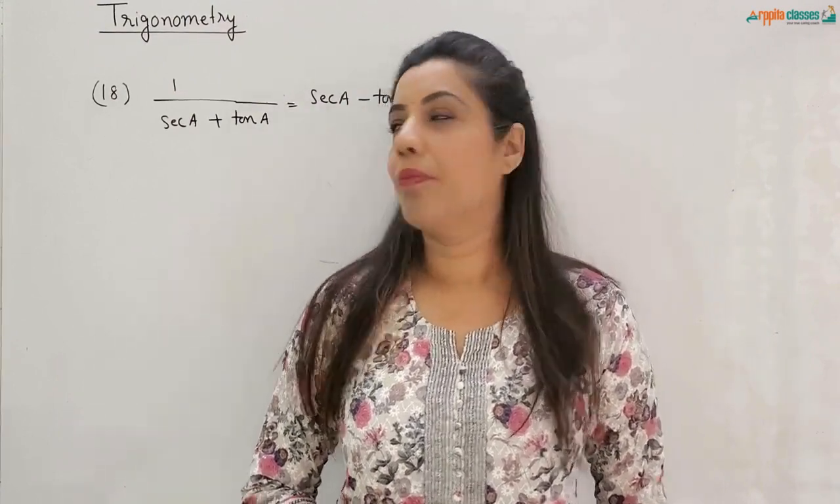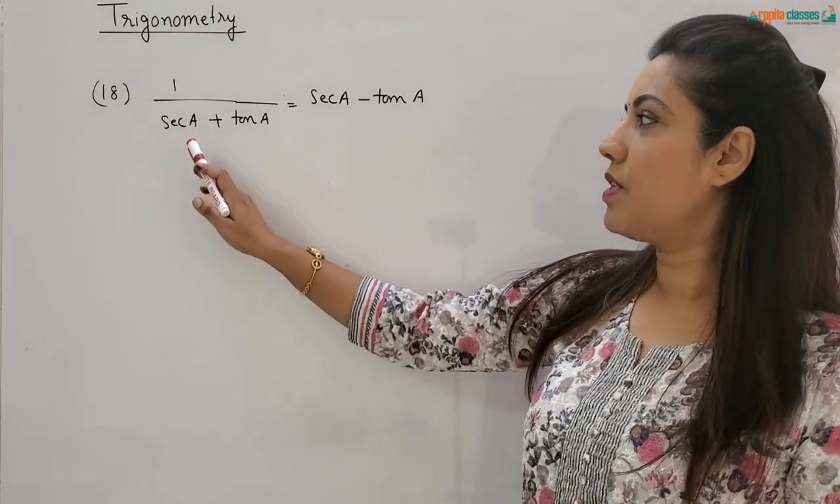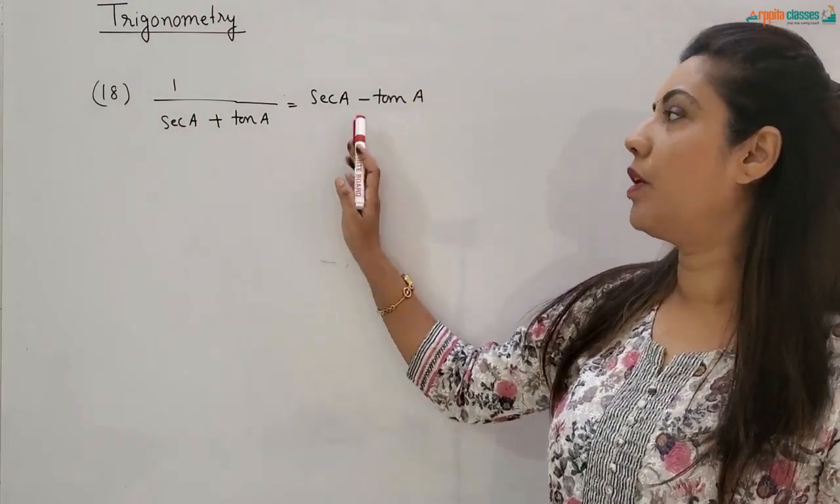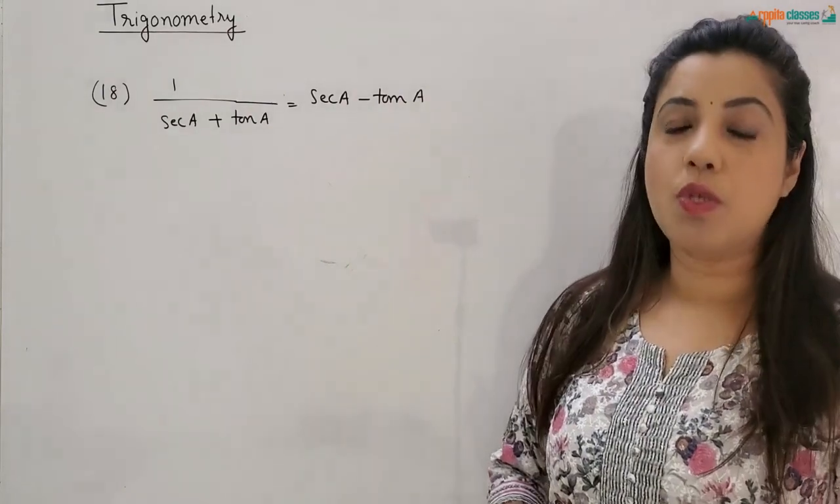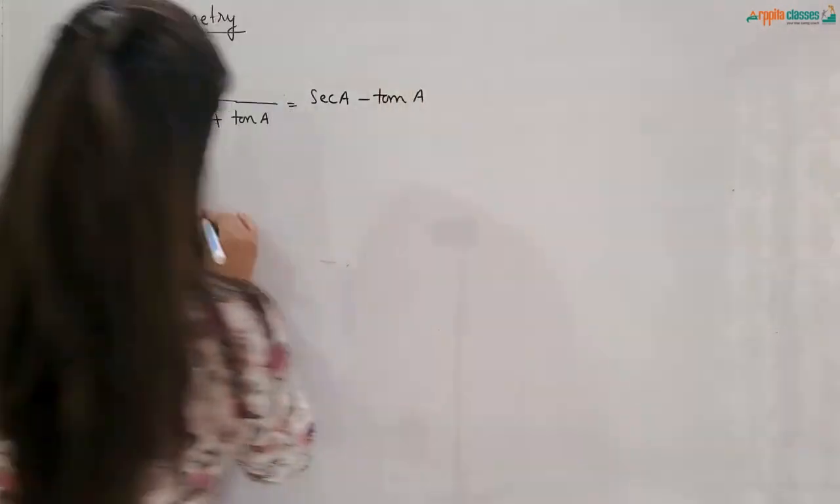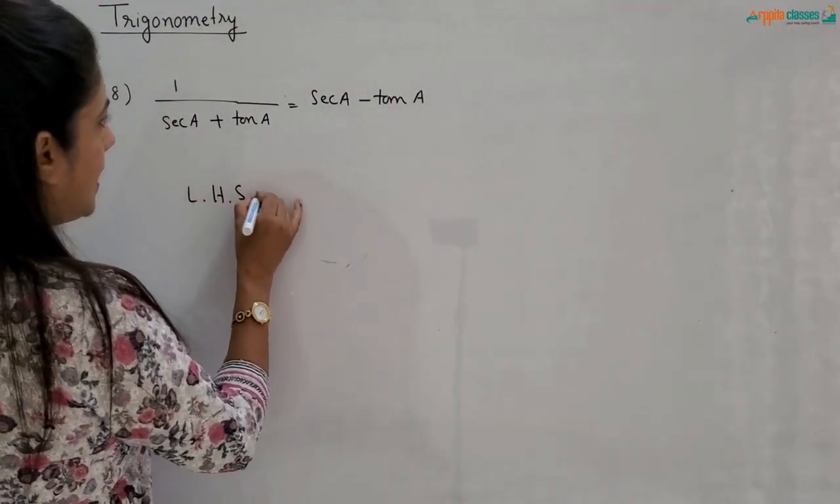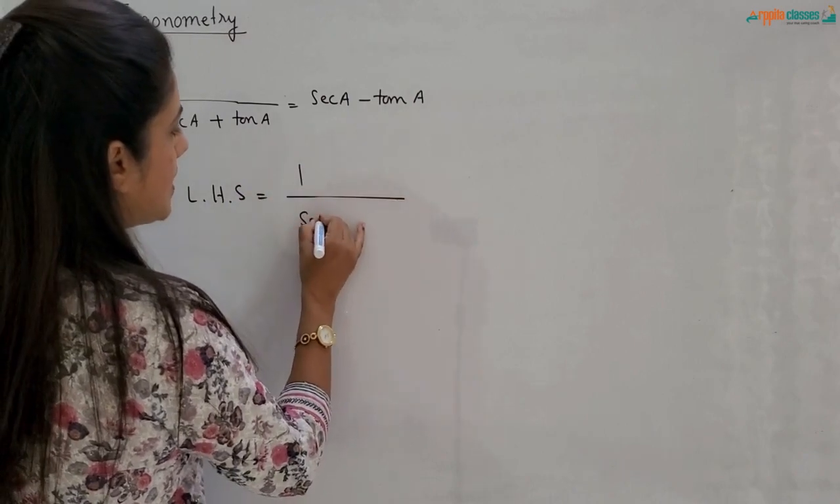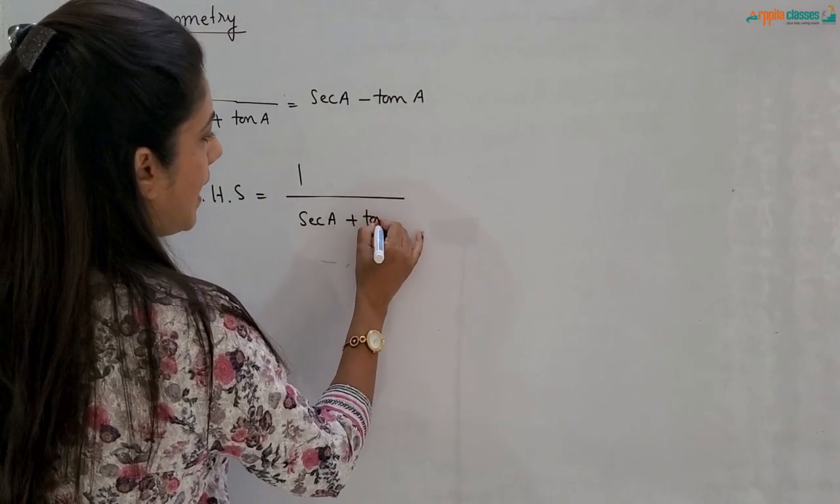Let's get started. So question number 18 is 1 upon sec a plus tan a should be equal to sec a minus tan a. So let us take the left hand side and process it. So the left hand side is 1 upon sec a plus tan a.